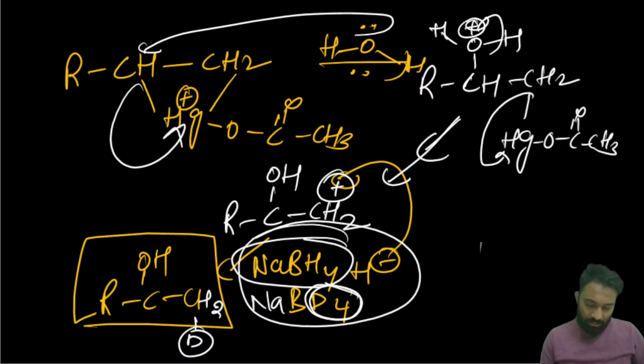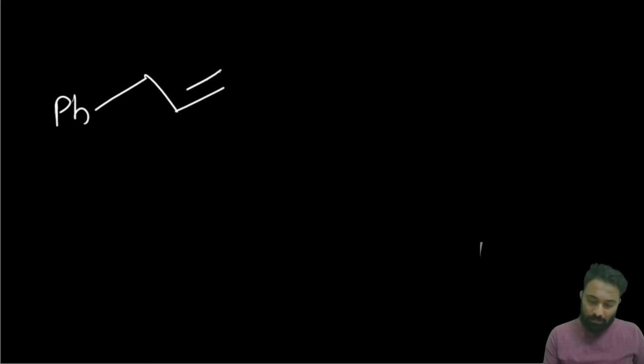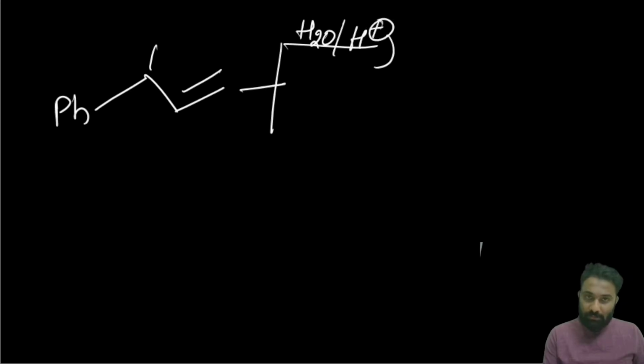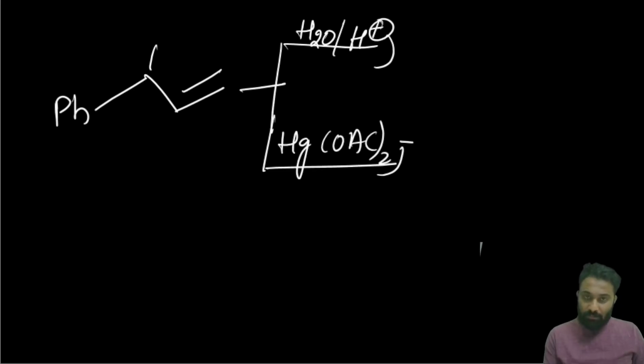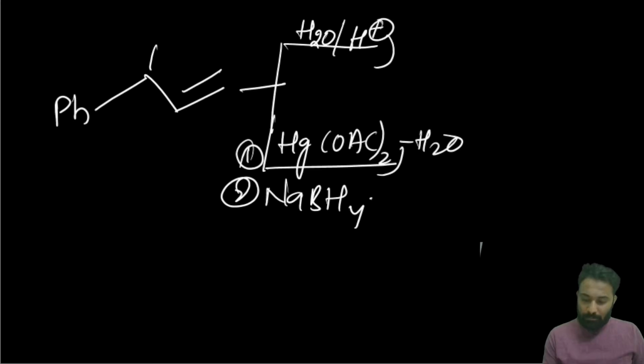Done? Now next. Now here we'll write both. Here the H2O, here the H plus. Done. Now next one, here the oxymercuration. Now say first one and the second one is demercuration, OH minus.